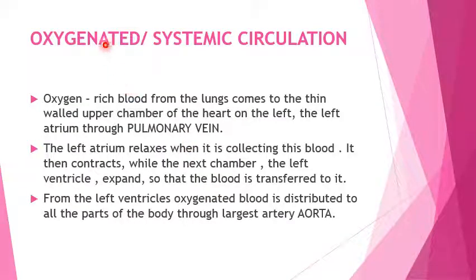So what is oxygenated or systemic circulation? Oxygen-rich blood from the lungs comes to the thin-walled upper chamber of the heart on the left, that is the left atrium, through the pulmonary vein. The left atrium relaxes when it is collecting its blood.